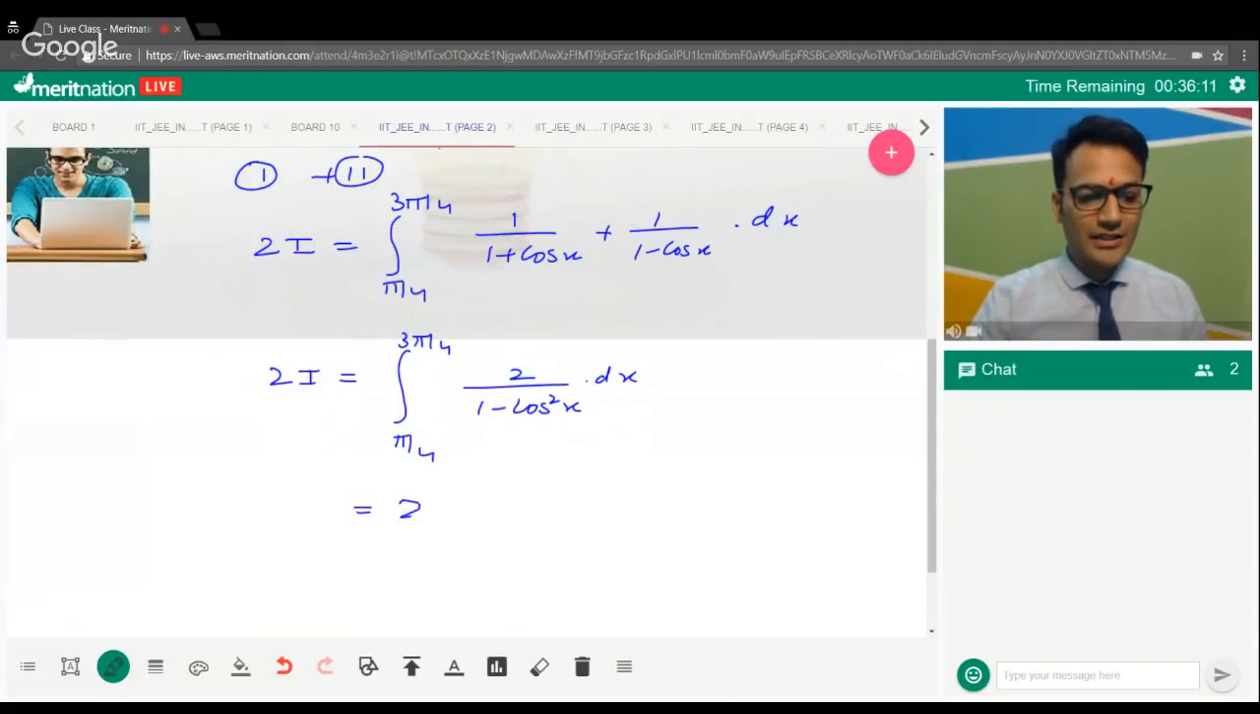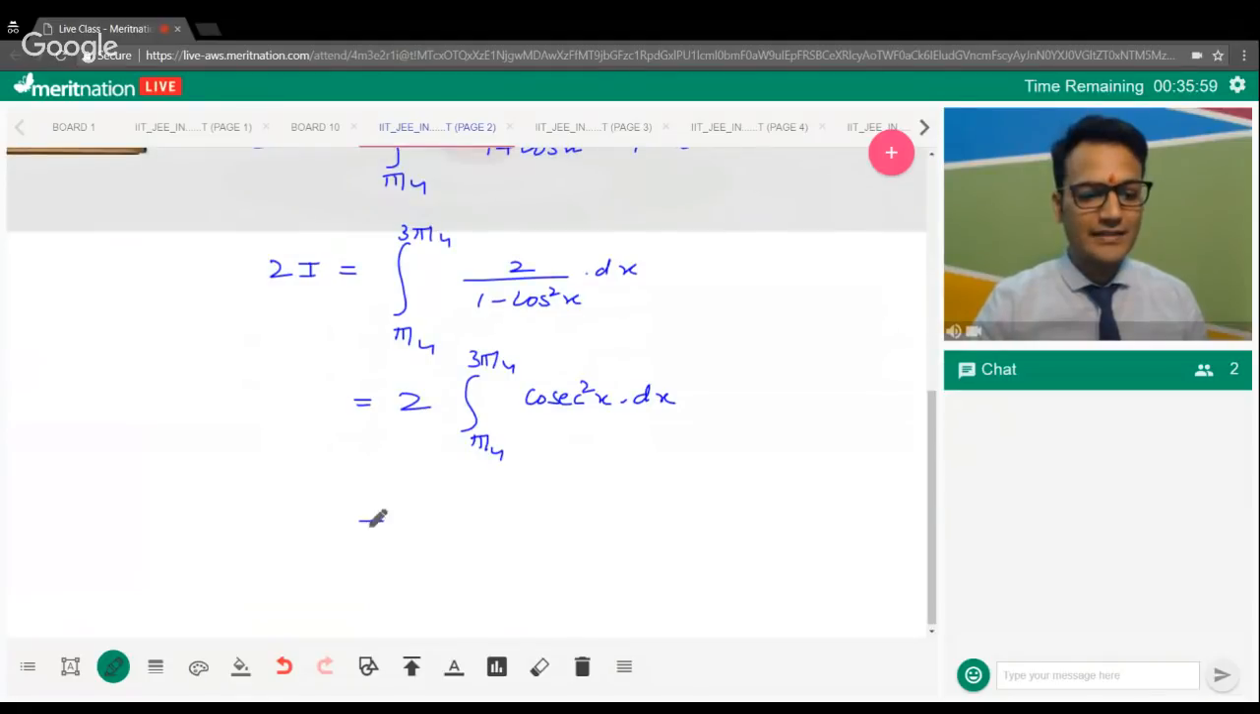So this turns out to be 2 taken common. I hope, Sai Prasad, you are clear. And this can be written as cosec square x dx. And we all know the integration of cosec square x is negative cot x. This is 2I. So over here, if you want, you can cancel this 2 and this 2 and say I is equal to negative cot x, upper limit and lower limit.